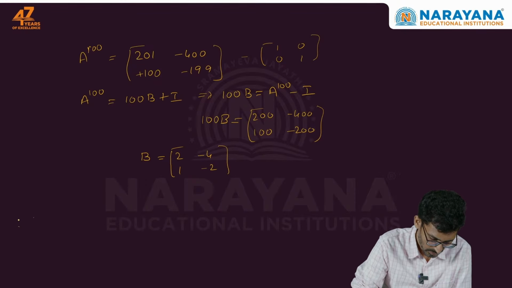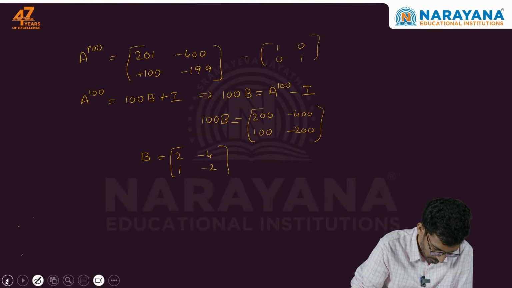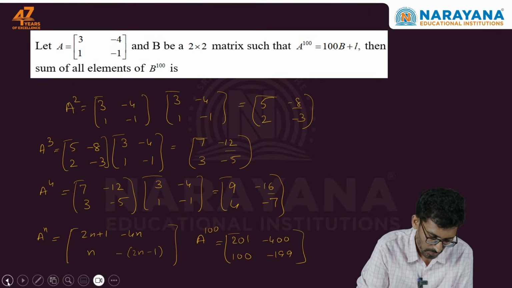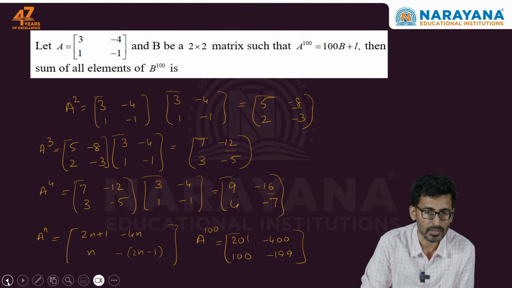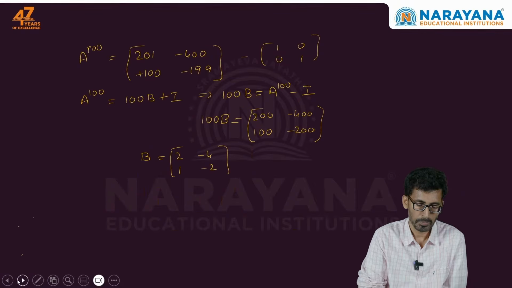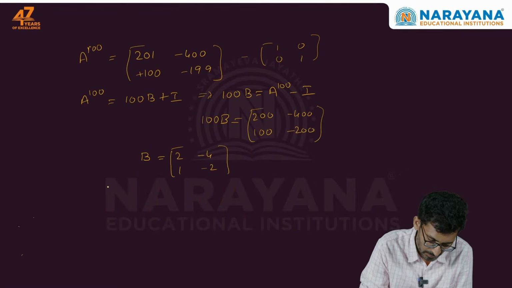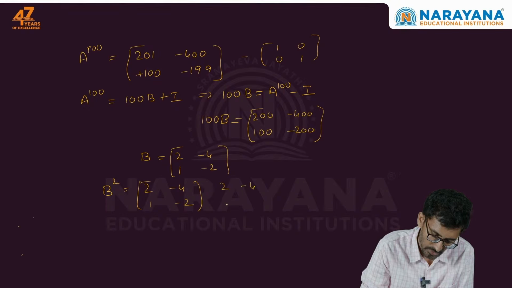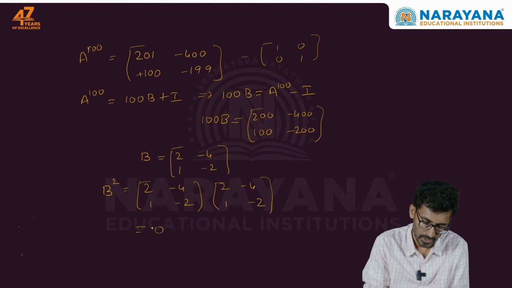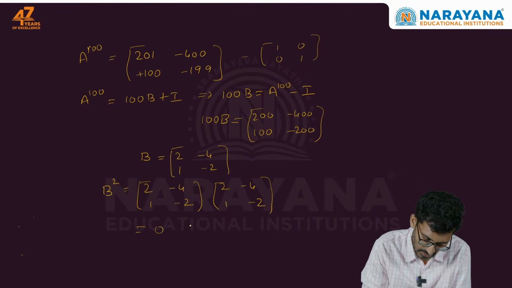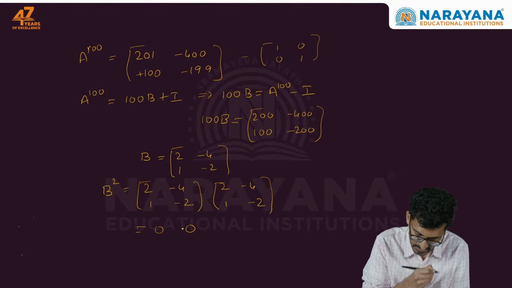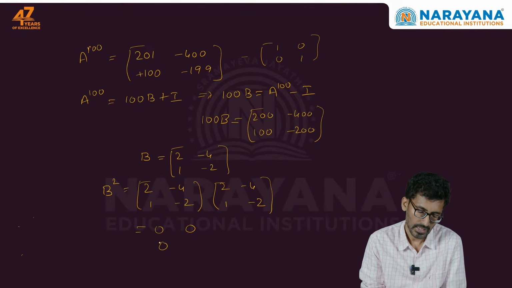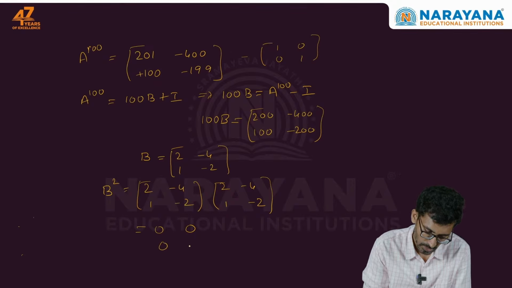So here what is the question? After getting B, they are asking the sum of all the elements of B power 100. Okay, so let us see in B power 100 also, do we get any pattern? So B square is equal to [2 -4; 1 -2] into [2 -4; 1 -2]. First row, first element, it is equal to 0. First row, second element 0. Second row, first element 0. Second row, second element also minus 4 plus 4, 0.